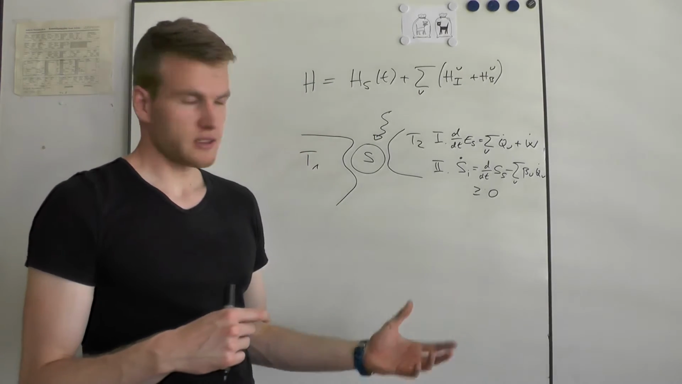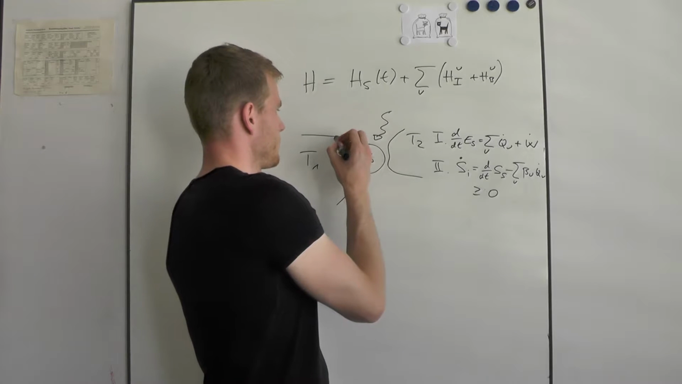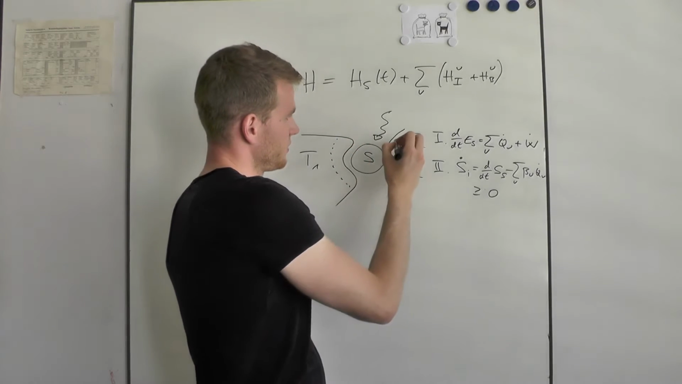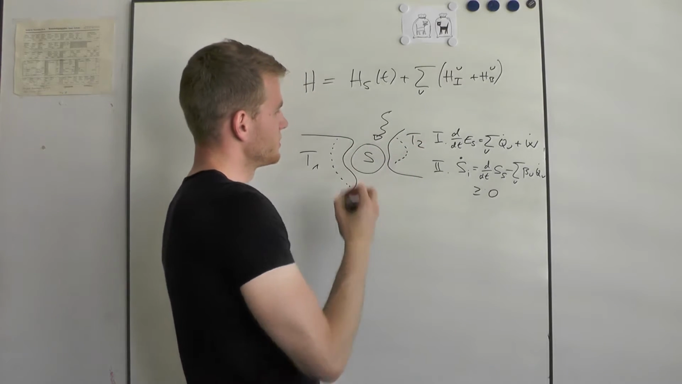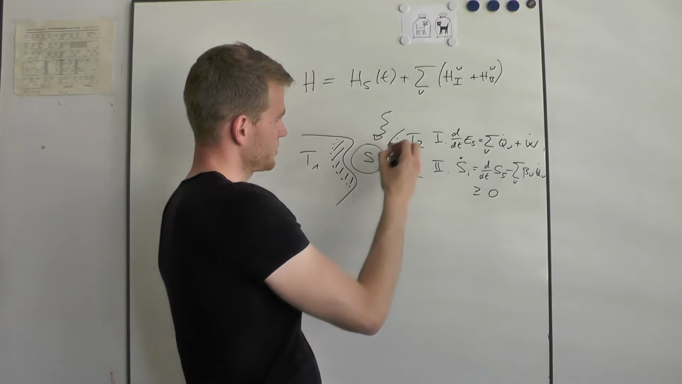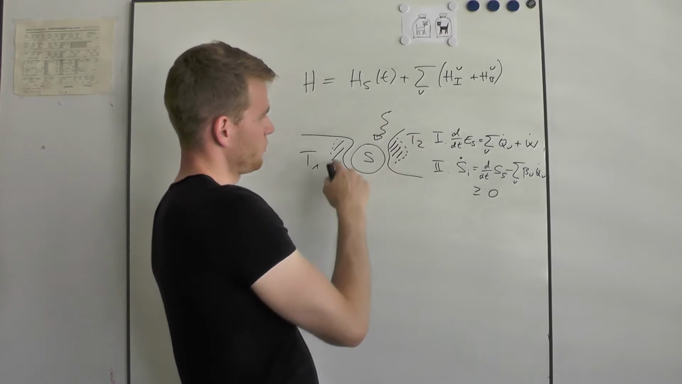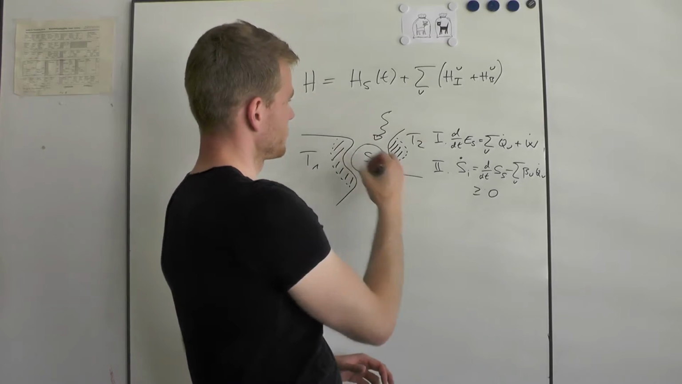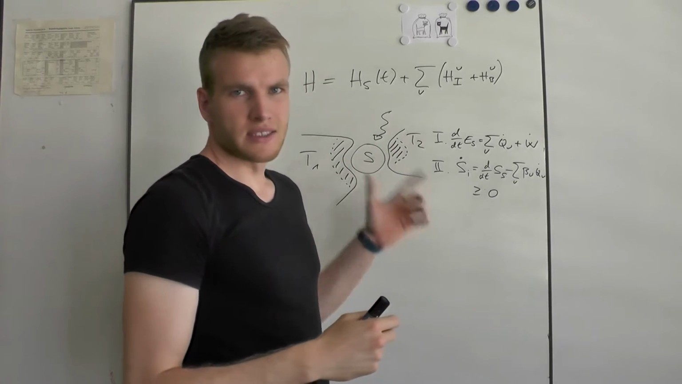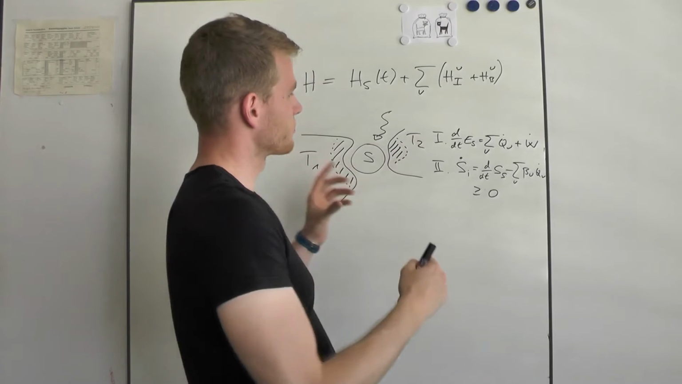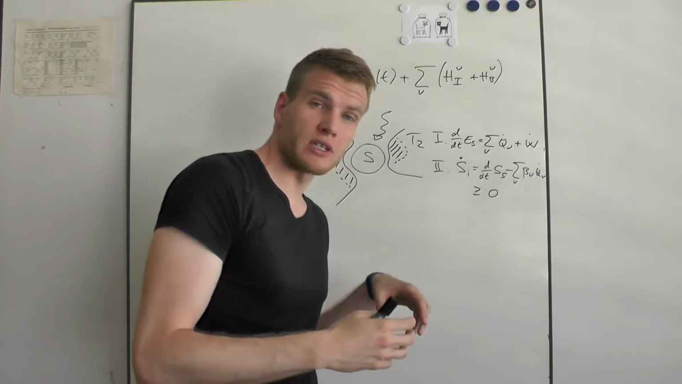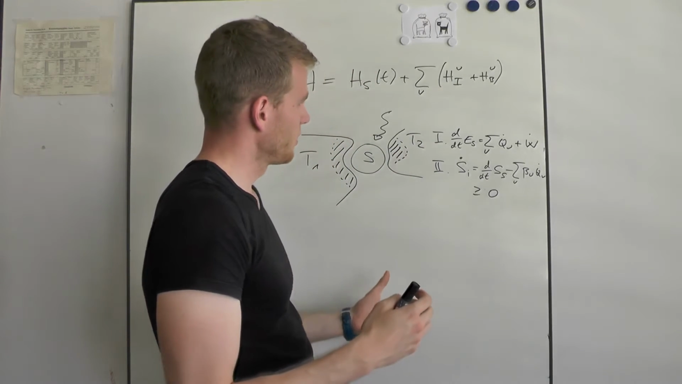So suppose that you are able to somehow identify subdegrees of freedom in the reservoirs, which I shade here in this way. And these degrees of freedom are supposed to be responsible for the strong coupling phenomena and non-Markovian behavior.